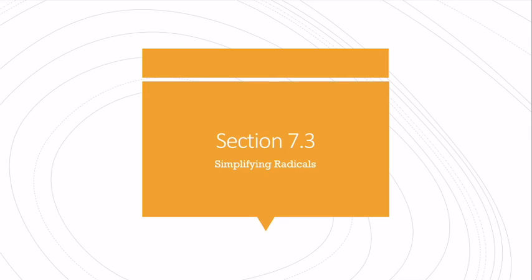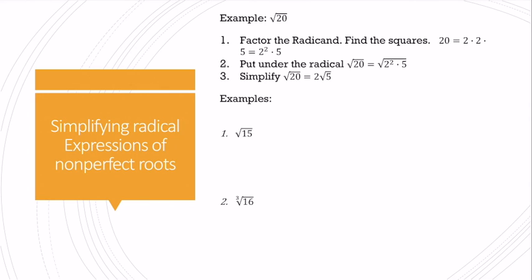Alright class, so today we're going to cover section 7.3, which is all about simplifying radicals. The first thing I want us to do is talk about how to simplify radical expressions and non-perfect square roots. Okay, so let's take for example the square root of 20.